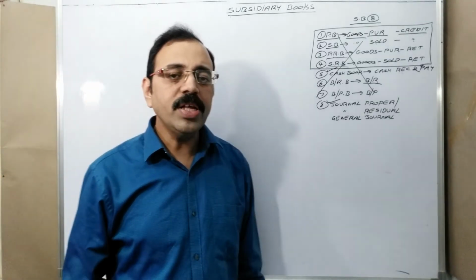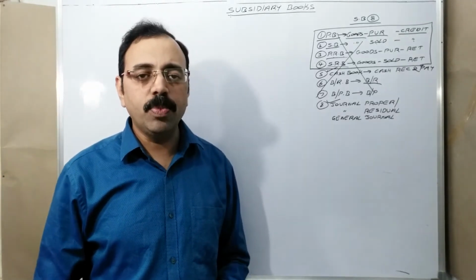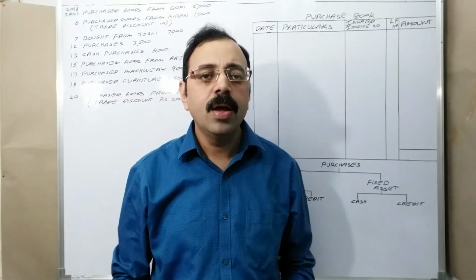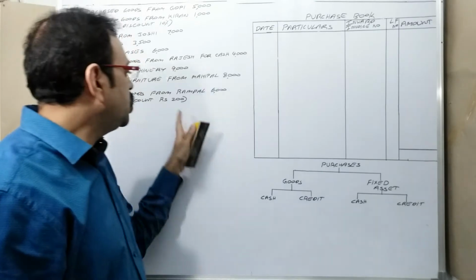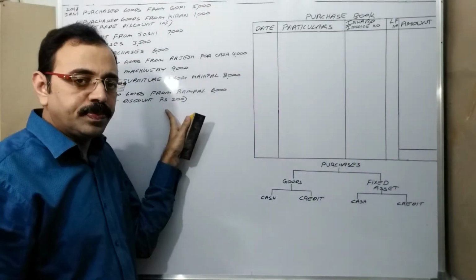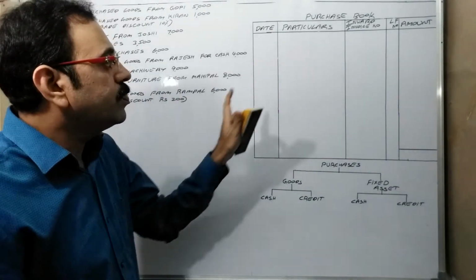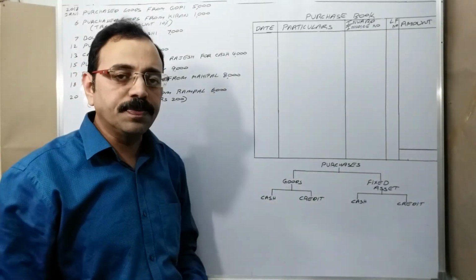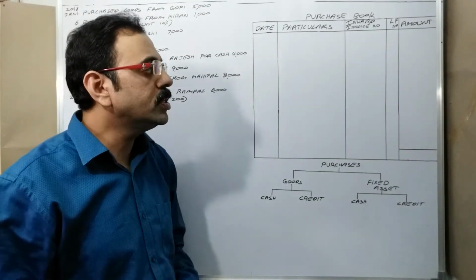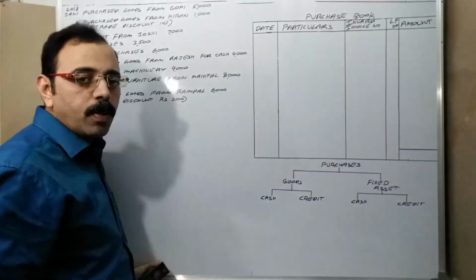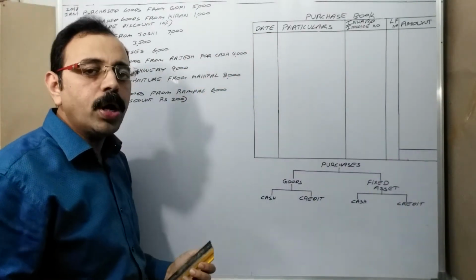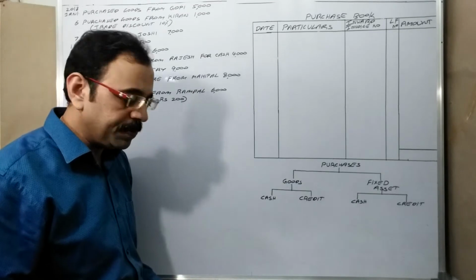Now, the first book is what? The purchase book. Let us see how to prepare one purchase book. This is your question. Now, the purchase book looks like this. These are the columns. Before going to solve the problem, you should know some important points regarding the purchase book.